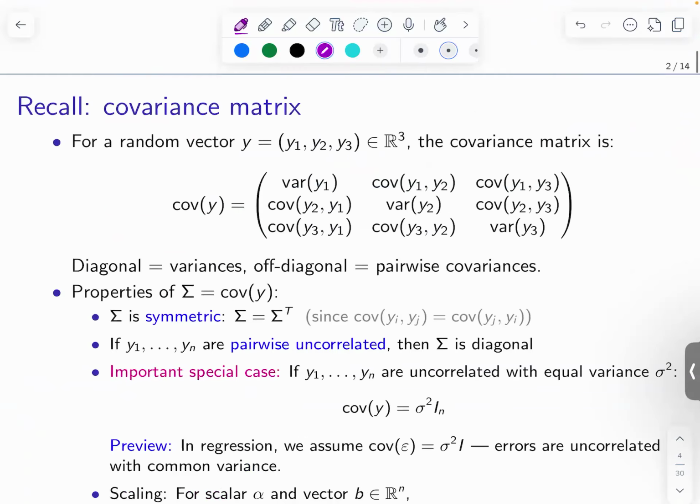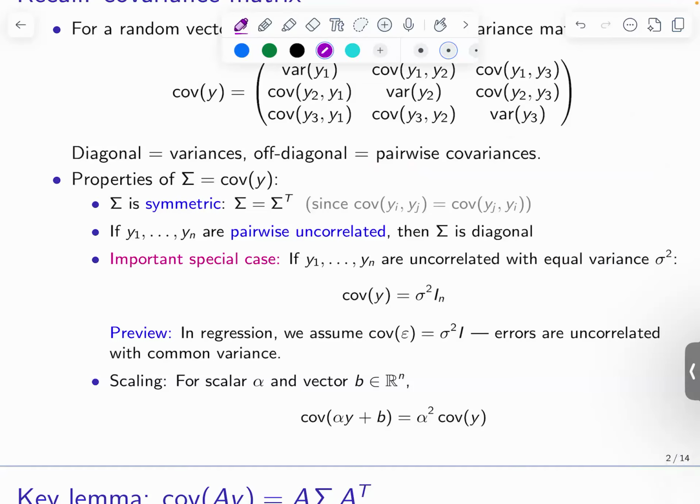Okay, good. Now the last piece is a little bit less obvious. It tells you what happens if I try to scale by a constant and add a constant. Here alpha is a scalar, which means it's just a number and it's deterministic, and b here would be a deterministic vector. So y is our random vector. I scale it by alpha and then add a constant shift b. And so this new vector is going to be another random vector, let's say z.